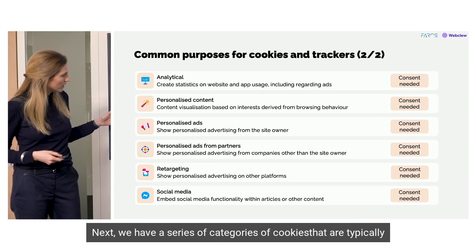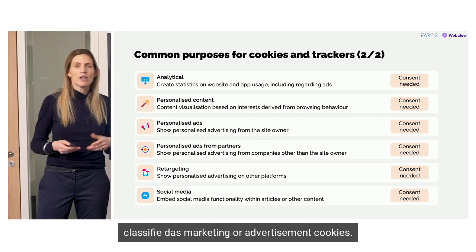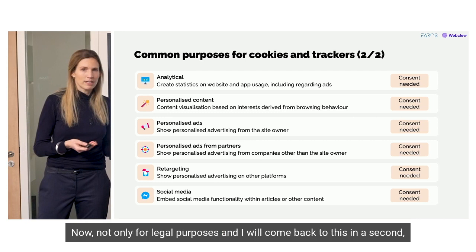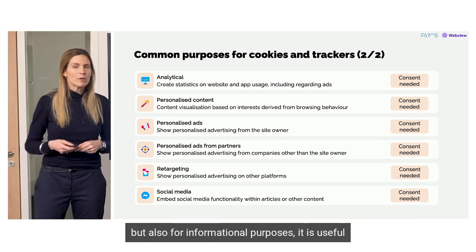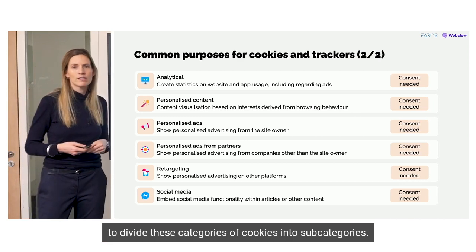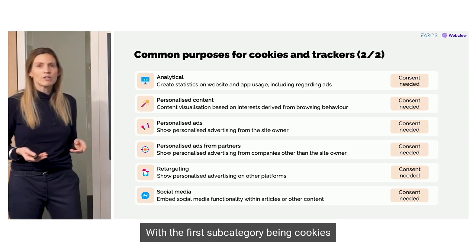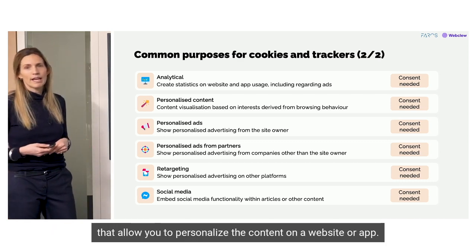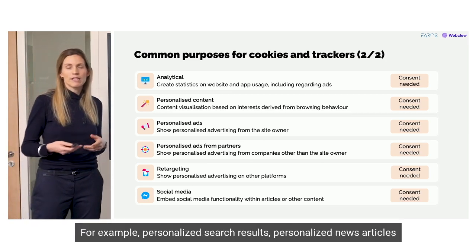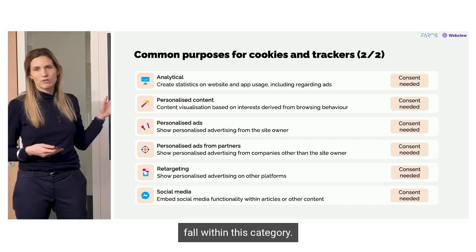Next, we have a series of categories of cookies that are typically classified as marketing or advertisement cookies. Now, not only for legal purposes, and I will come back to this in a second, but also for informational purposes, it is useful to divide these categories of cookies into subcategories, with the first subcategory being cookies that allow you to personalize the content on a website or app. For example, personalized search results, personalized news articles fall within this category.